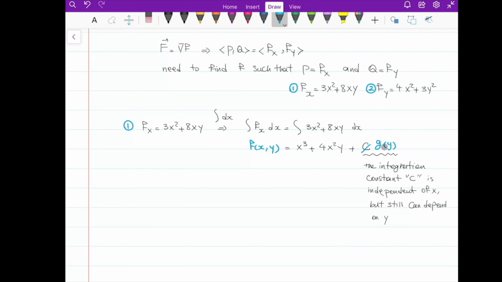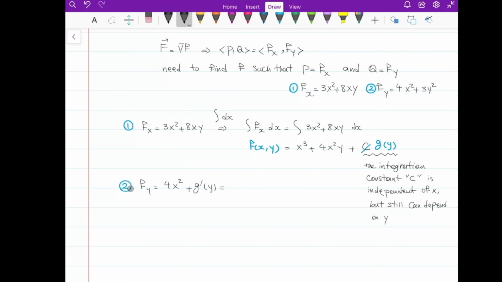How do I do that? I'm gonna use the second equation in here. By the second equation, I have what? I have partial derivative of f with respect to y is equal to that. F is this. Let me take the partial derivative of that with respect to y. Is equal to what? Derivative of that with respect to y is 0. Derivative of that with respect to y is 4x squared. Derivative of this with respect to y is g prime of y.